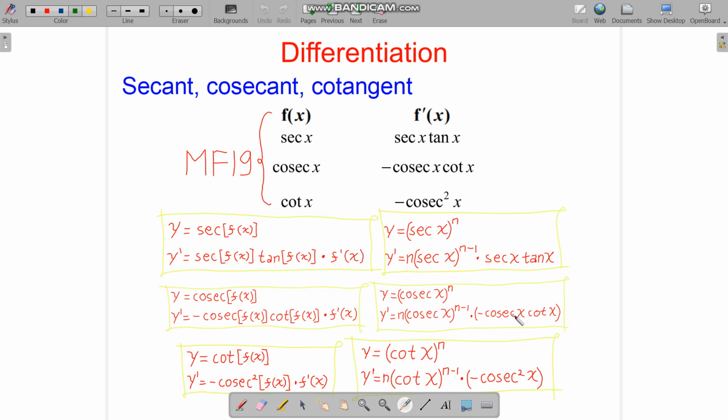3 more rules for trigonometric differentiation. We have secant becomes secant x tangent x. Cosecant becomes minus cosecant cotangent. Cotangent becomes minus cosecant squared. Yeah, we can use all the chain rule formulas again here.